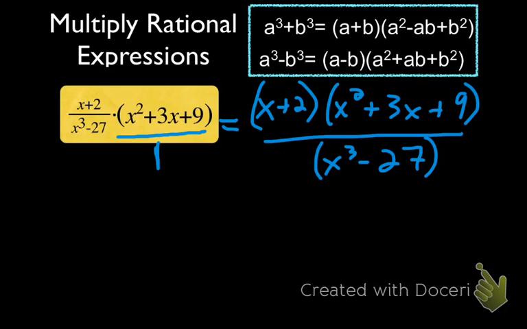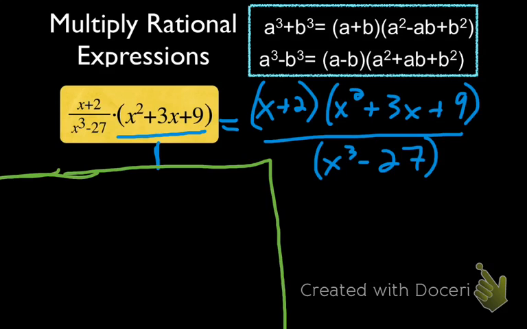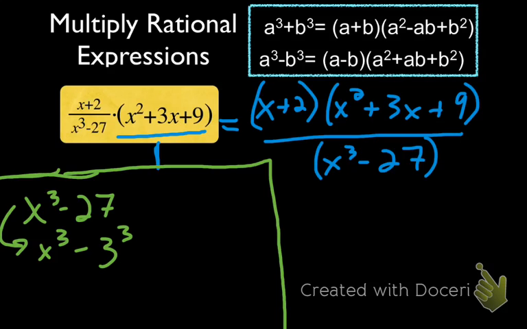You probably have those formulas from second trimester somewhere, but you might want them written down again. These are perfect cube binomial formulas. Next, we're going to deal with x cubed minus 27. I'm going to claim that I can rewrite x cubed minus 27 as x cubed minus 3 cubed. Do you agree with that?